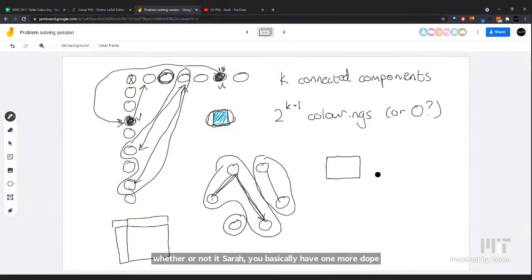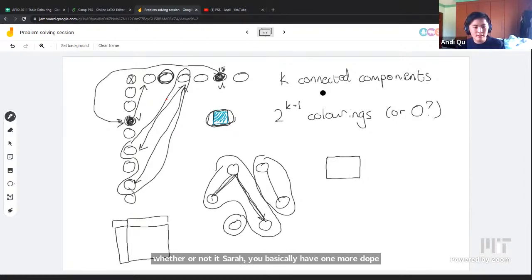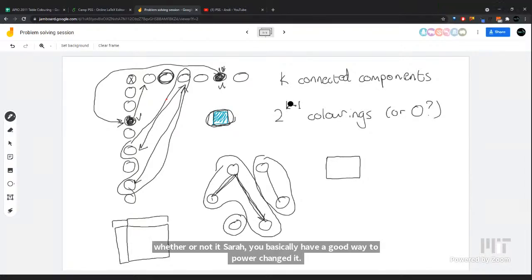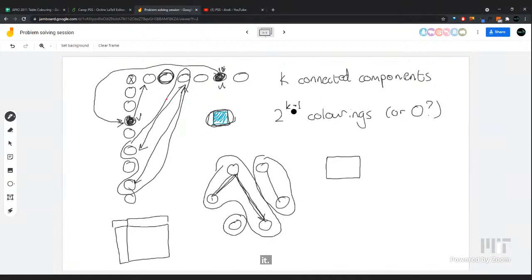Okay, so one more doubt. Shouldn't it be 2 power k instead? Why is it 2 power k minus 1? Oh, you're right. No, it is 2 to the power k. Sorry, wait, no, it's plus 1. Sorry, not minus 1, because there's also this. This is also there. Oh, yes.